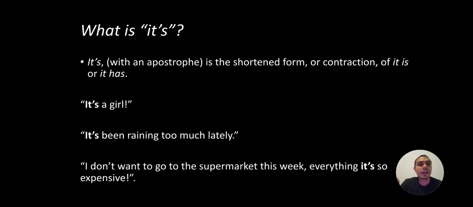It's a girl. Es una niña cuando están haciendo los gender reveals, las revelaciones de sexo del niño, ¿verdad? O de la niña. It's been raining too much lately. Eso le decís a alguien cuando te estás quejando como que está lloviendo demasiado, el clima no está bueno, está lloviendo demasiado últimamente. I don't want to go to the supermarket this week. Everything is so expensive. No quiero ir al super esta semana. Todo está caro. Estoy seguro que you guys can relate to that, que ustedes pueden sentirse identificados con eso.